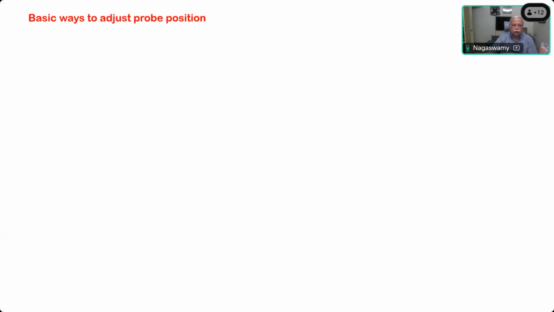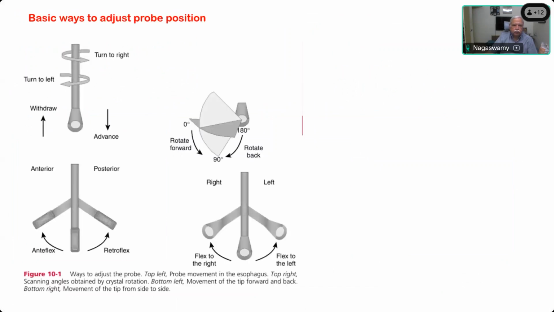Now, the basic ways to adjust the probe, these are the four modes. You can either insert the probe or withdraw the probe. You can rotate it backward and forward. You can anteflex and retroflex. You can flex it to the right or left. So these are the four modes of adjustment of the probe.